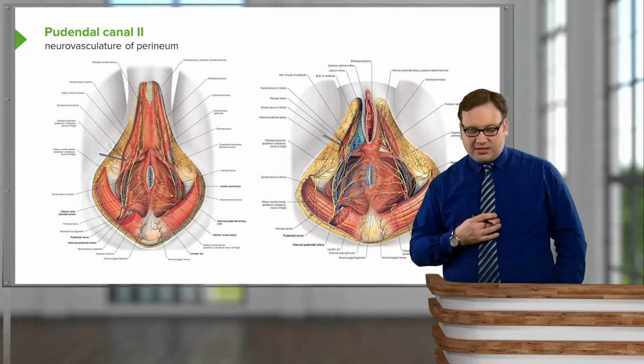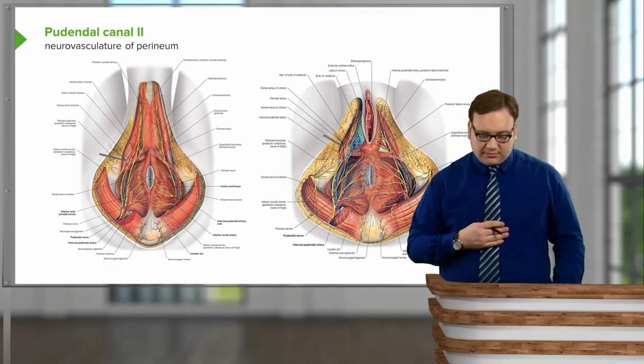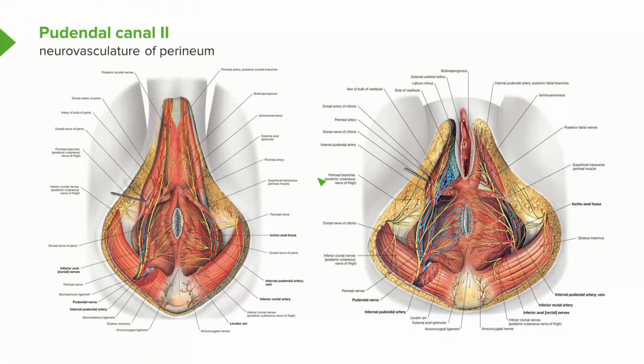The branching pattern of the internal pudendal nerve and artery in the perineum is quite complicated, as can be seen in this diagram. We'll just try and follow some of these arteries through in the male and female and see where we end up, essentially. But we've got the internal pudendal artery, which is running here. We can see it giving rise to the artery and the nerve that goes to supply the external anal sphincter. These running through your ischioanal fossa are going to be your inferior rectal artery and inferior rectal nerve.